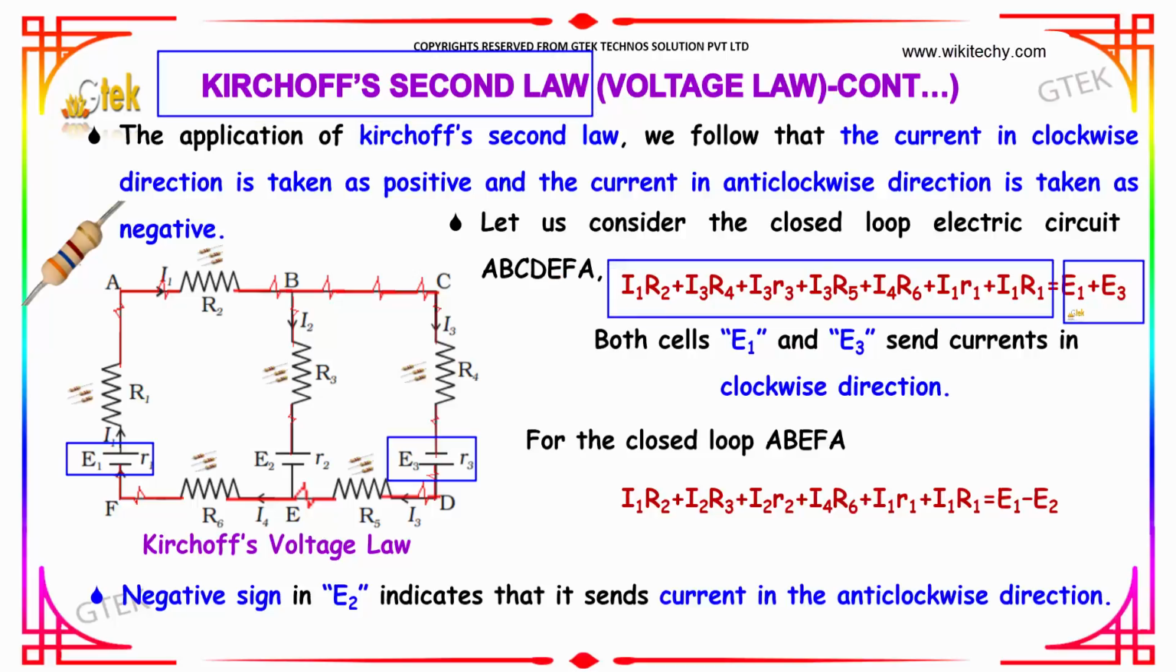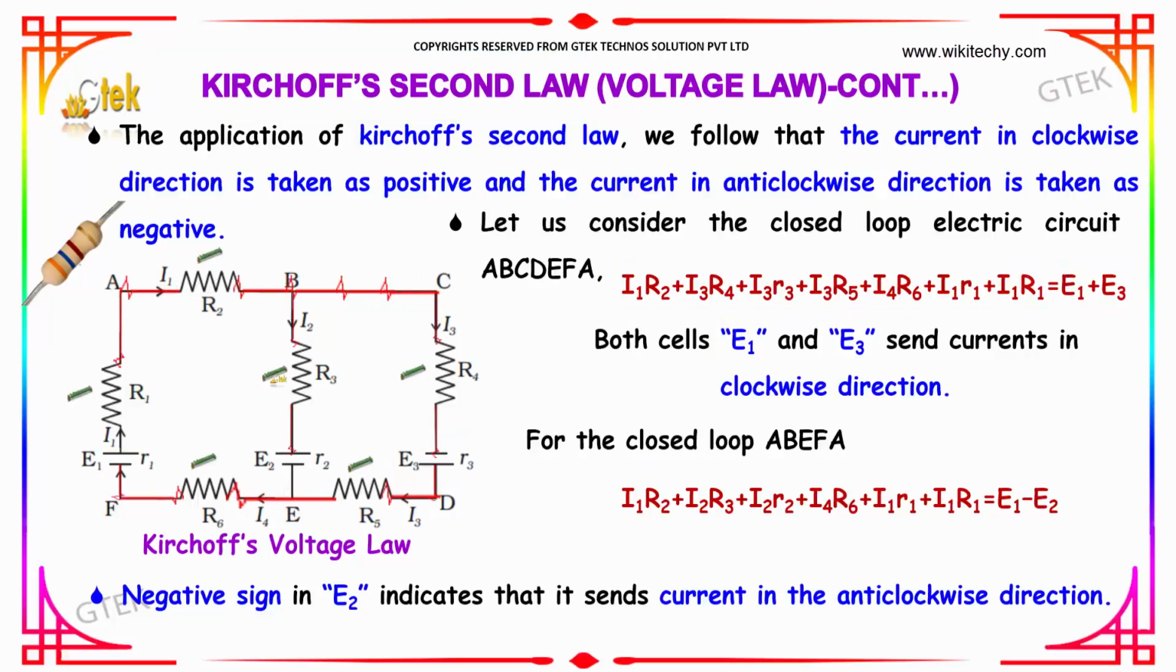The algebraic sum of the product of the current and the resistance in a closed circuit is equal to the EMF given to the circuit. Both E1 and E3 send current in the clockwise direction.